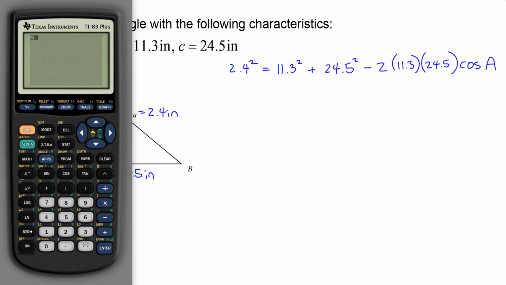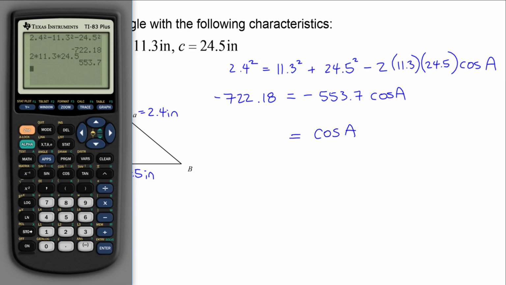All right, I will do 2.4 squared minus 11.3 squared minus 24.5 squared. So I have negative 722.18 on the left-hand side of the equation. Then 2 times 11.3 times 24.5. This is going to be negative 553.7 cosine A.